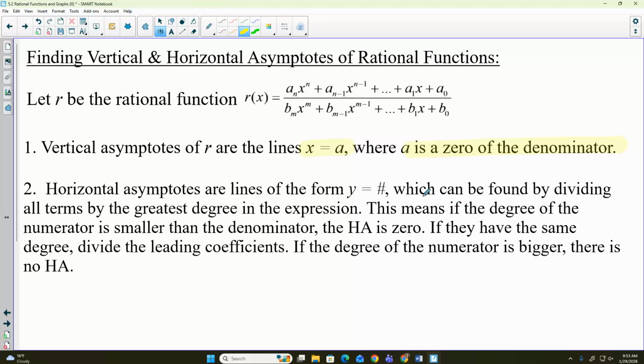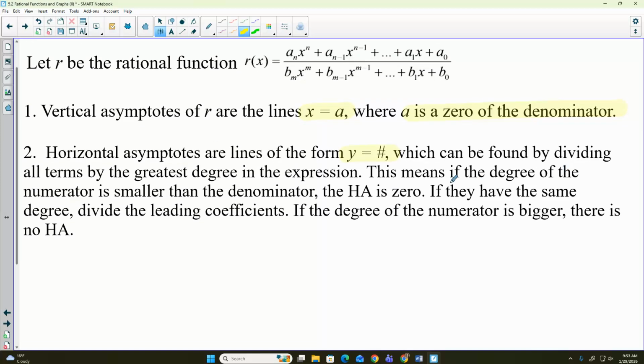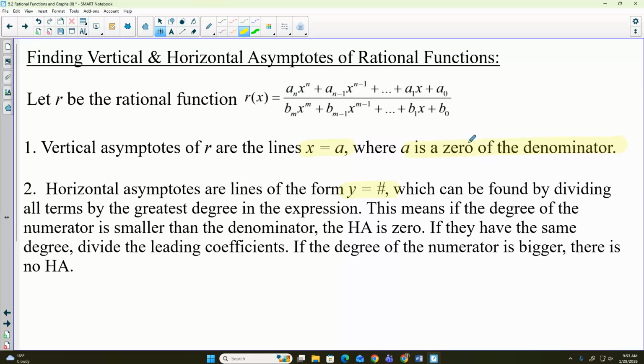Horizontal asymptotes are a little less straightforward. It's always going to be y equals a number. Okay, to find that number, you have to divide all the terms by the greatest degree. Then we look at different scenarios. If they have the same power of x on top and bottom, we end up dividing leading coefficients. If the top power is smaller, it ends up being 0.